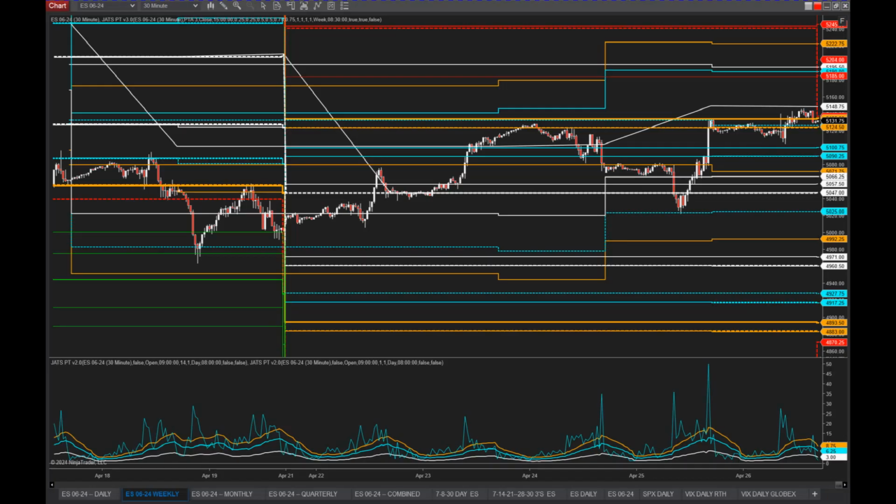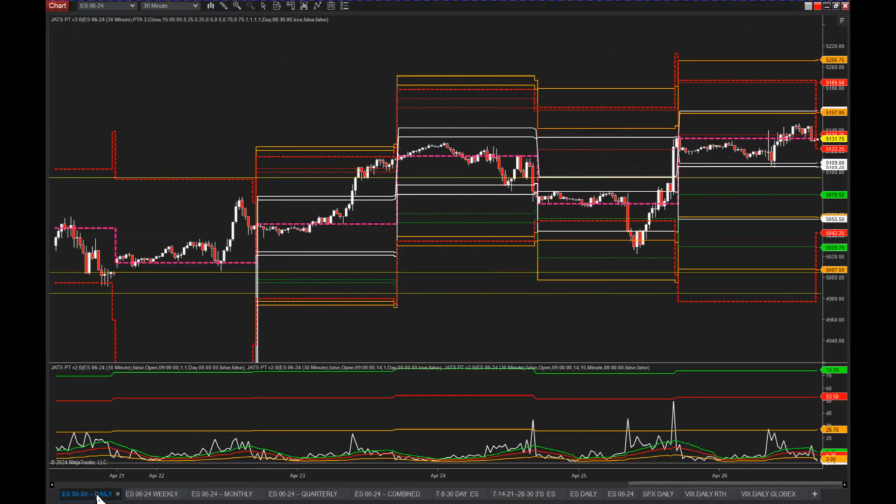This is looking at a 30-minute chart of ES, focusing really on Tuesday. But we're going to start with the weekly view and then look at the monthly and quarterly and see what has been happening in this market, leading us into the end of the month. And then we'll look at some options also through Quick Strike.